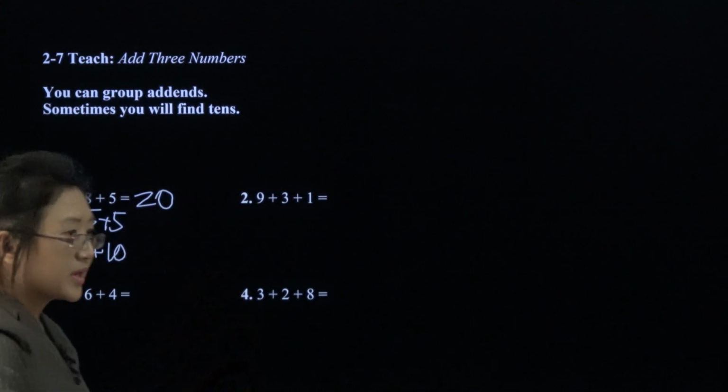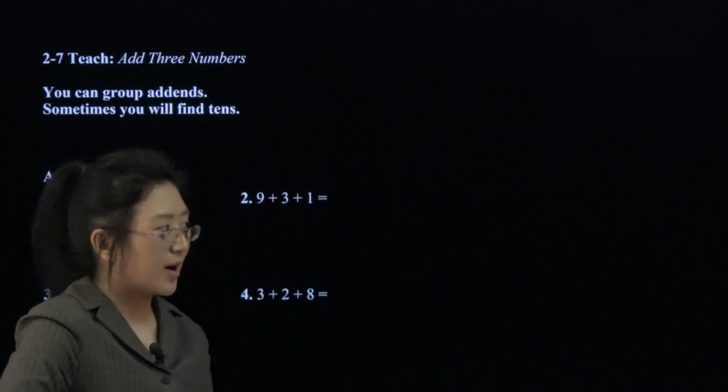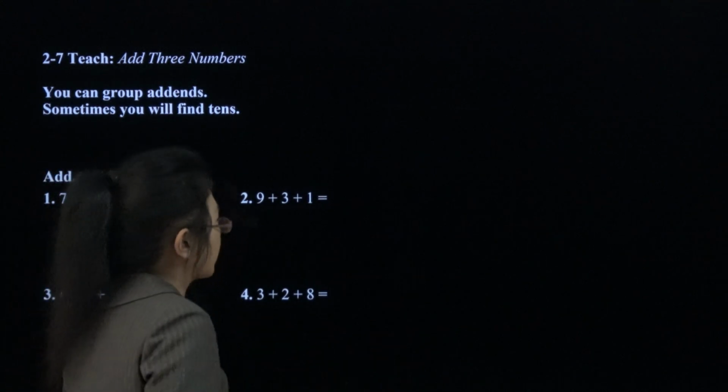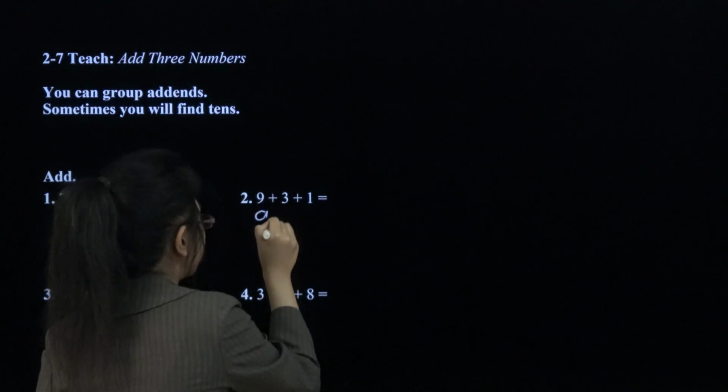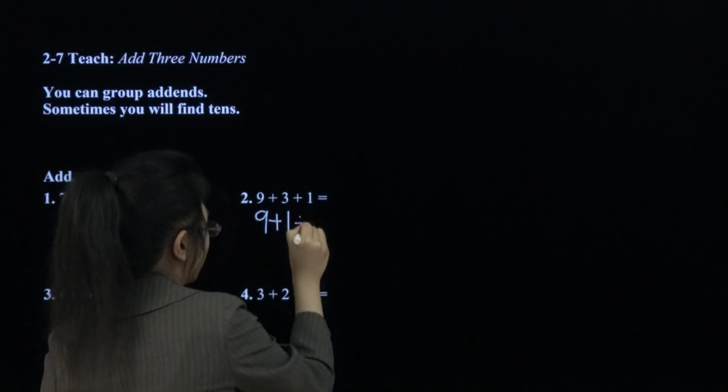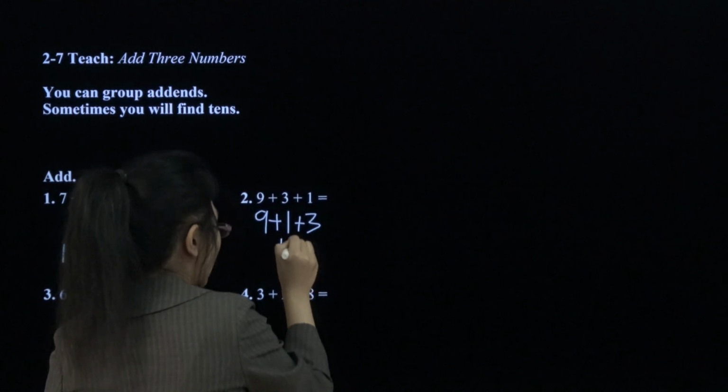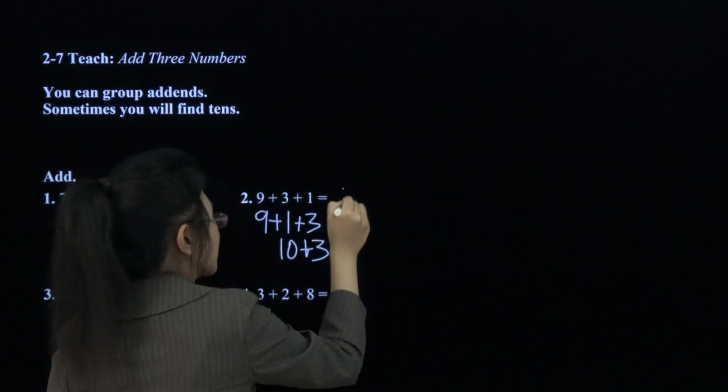Now, because of the commutative property of addition, we can move numbers around, such as 9 plus 3 plus 1 is also equal to 9 plus 1 plus 3, which is 10 plus 3, which is 13.